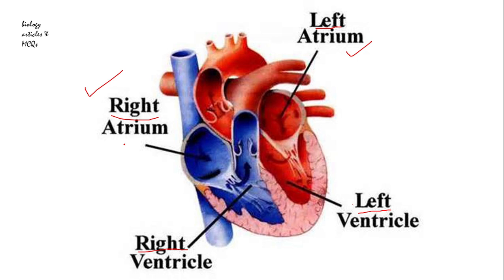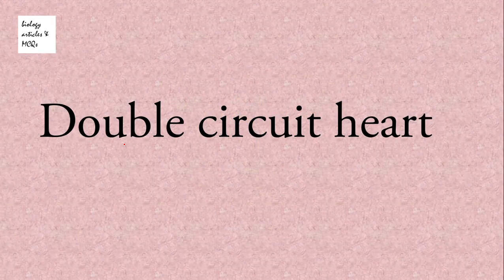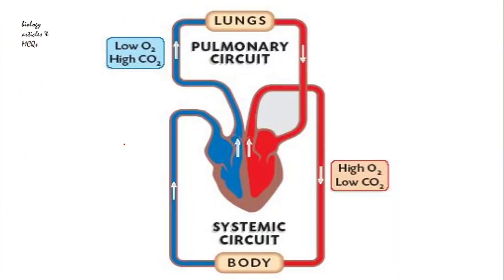So now the next thing we are going to discuss is that the human heart is a double circuit heart. What does a double circuit heart mean? It means that in one circulation the blood passes through the heart two times.